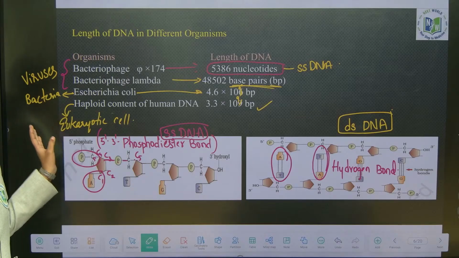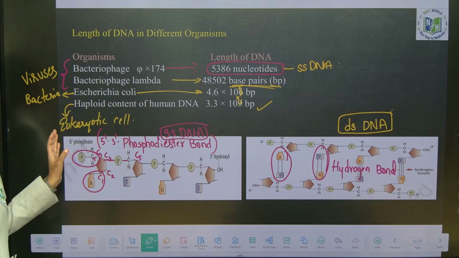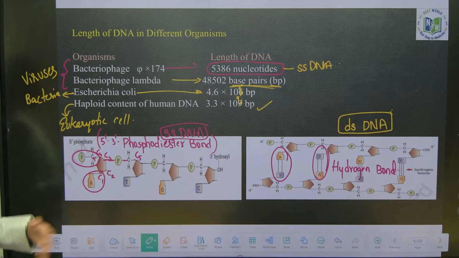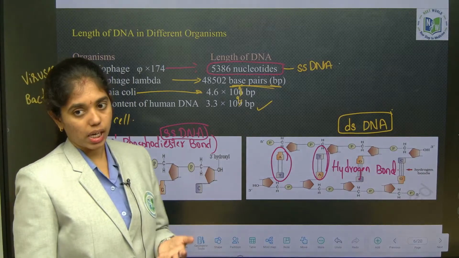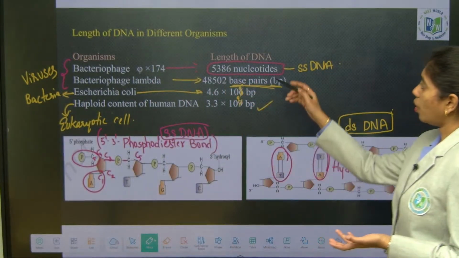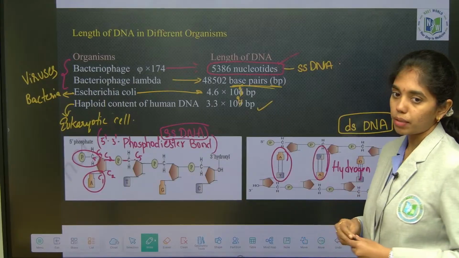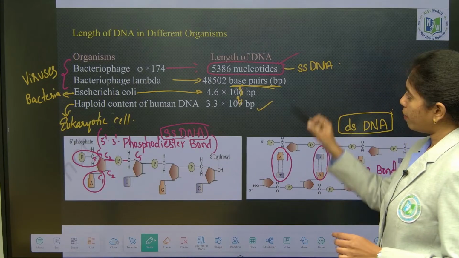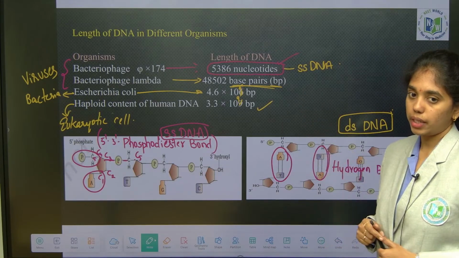Fix this table in your mind. We may expect match the following type of questions. You have to be clear on the note, even when numerical type of questions are asked: if he is mentioning nucleotide, it is single stranded DNA. Base pairs mentioned means it is double stranded DNA.